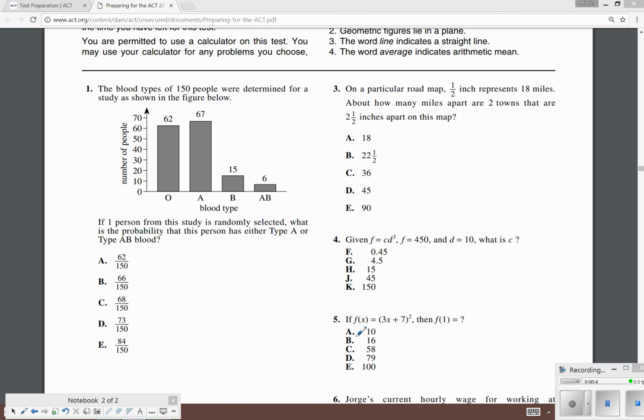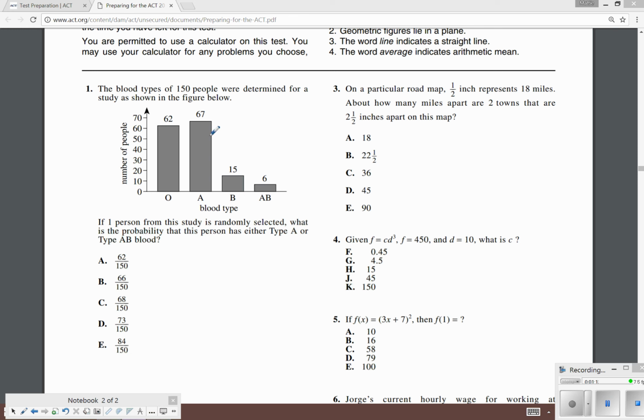This first example says, the blood types of 150 people were determined for a study as shown in the figure below. If you look at the figure, along the x-axis it shows the different blood types. If you look along the y-axis, it shows you the number of people with each of those blood types. Then it says, if one person from this study is randomly selected, what is the probability that this person has either type A or type AB blood?